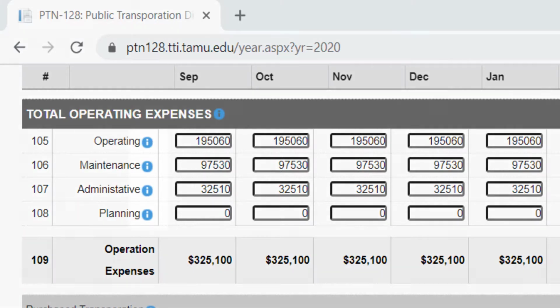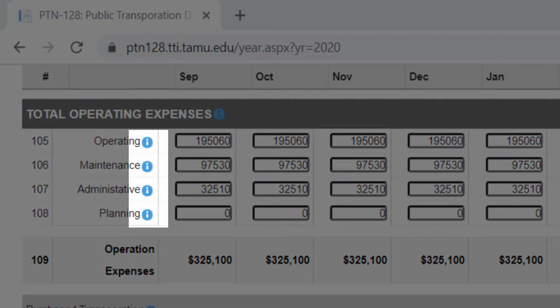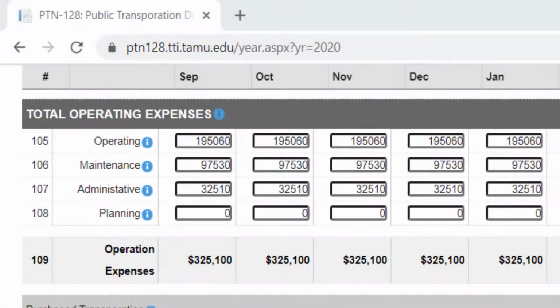See the blue information icons next to each cost function title for helpful information on where specific expenses should be included. Report all expenses in the month that they occurred.